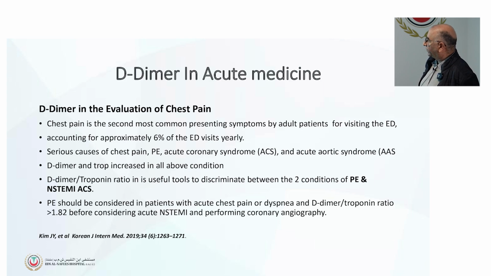Because in the presence of STEMI, or ST segment elevation MI, you don't need to do D-dimer, it is not PE. But when there is non-STEMI, and the D-dimer to troponin ratio is more than 1.8, you consider CTPA before referring the patient to cardiology or for coronary angio. So this is a good tool to calculate: when both of them are positive and the ratio of D-dimer to troponin is more than 1.8, consider CTPA before coronary angio.